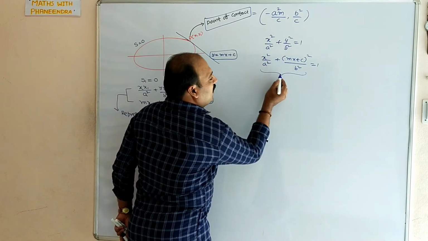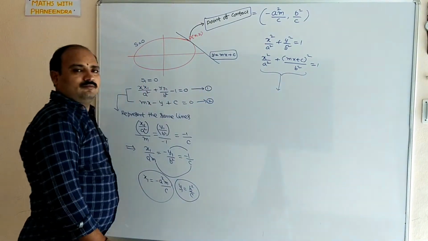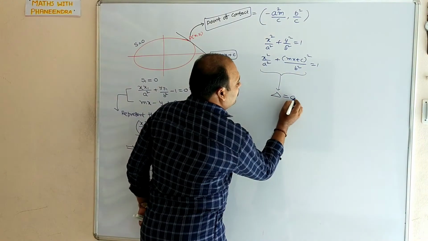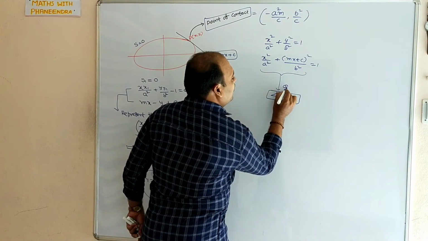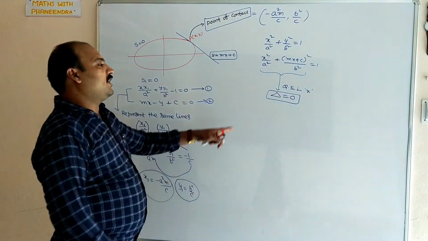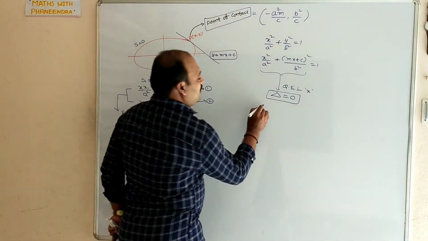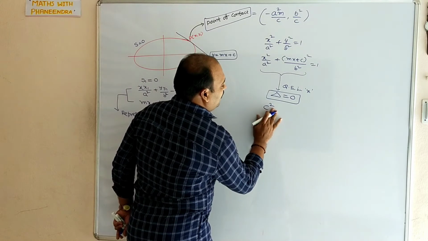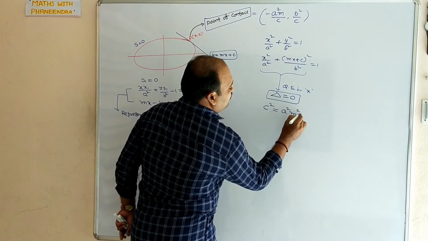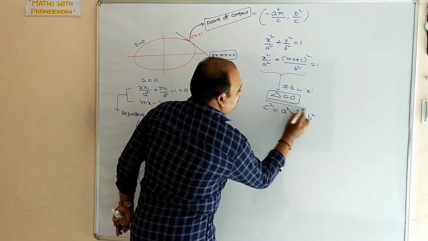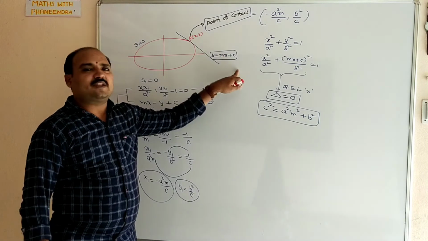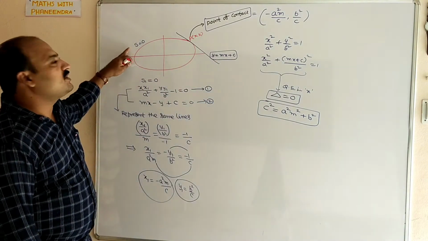After simplifying, whenever the line is touching, the discriminant of the quadratic equation comes. A quadratic equation in terms of x will come. After that, the discriminant equal to 0. Then we get c square equal to a square m square plus b square. This is the condition for the line y equal to mx plus c to be tangent to the ellipse.